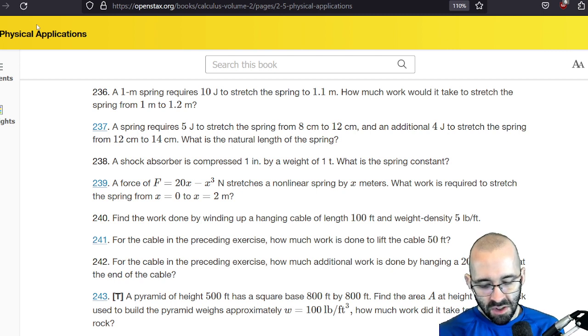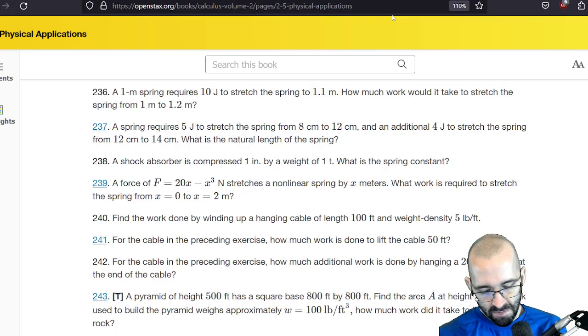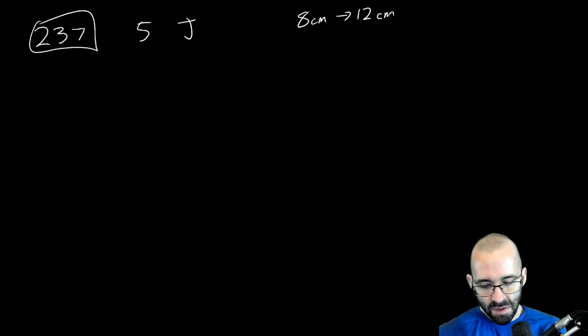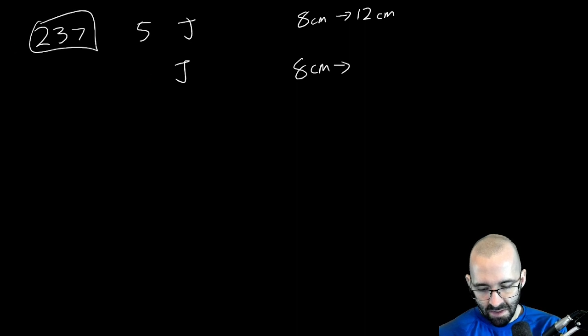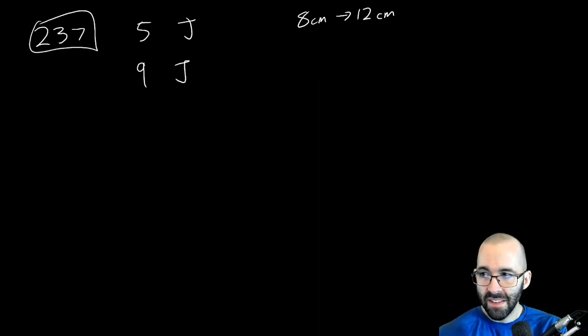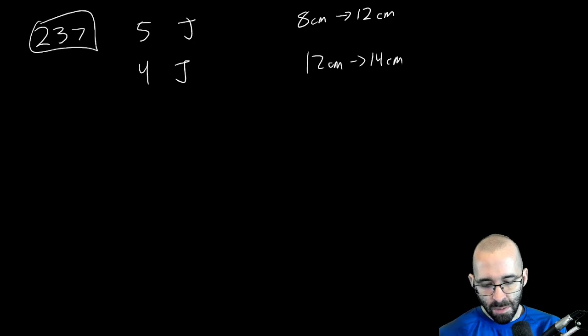A spring requires 5 joules to stretch the spring from 8 centimeters to 12 centimeters. All right, so 5 joules, you go from 8 centimeters to 12 centimeters. And an additional 4 joules, that's going to be 9 joules total, go from 8. Wait, an additional 4 joules. Oh, I think it just means 4 then. I think the wording is kind of weird. 4 joules to go from 8 to 12. So, oh, from 12 to 14. I think I'm interpreting this correctly. What's the natural length of the spring?